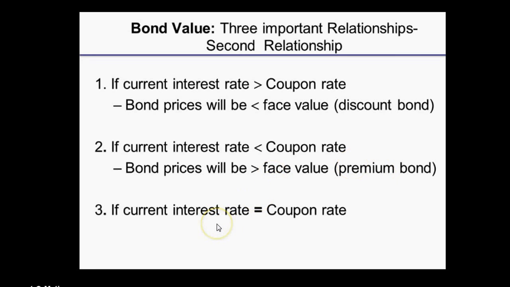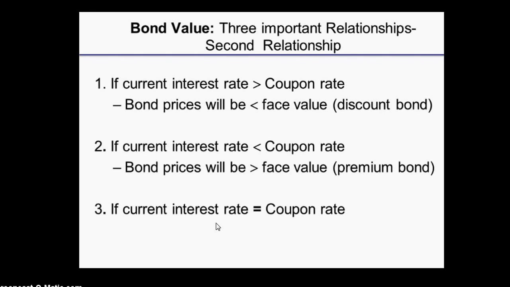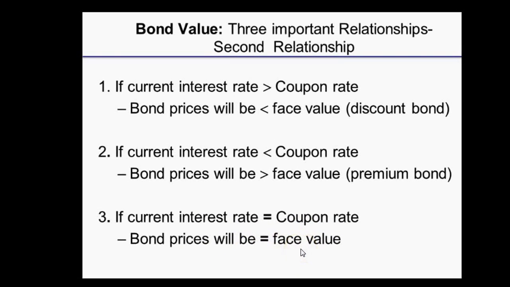And if the current interest rate is equal to the coupon rate, as you saw in case of the ABC Company Limited, when the coupon rate was 10% and the market interest rate also was 10%, then an investor would be happy to buy the bond, which has a face value of $1,000, for $1,000 itself. So, if the current interest rate is equal to the coupon rate, then the bond price will be equal to the face value of the bond.